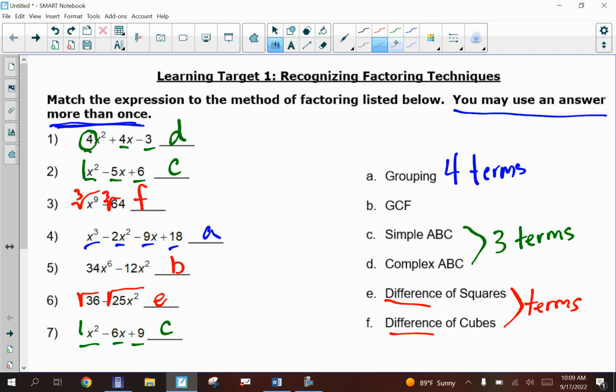Now I will explain why it's the GCF. You should be able to divide 34 and 12 because they're both even. So you should be able to divide it by at least 2. And notice also, this one has an x and this one has an x. So that means it has a GCF that's a letter. The GCF is usually going to be the lowest exponent when you have letters in every term. So the GCF there would be x squared.